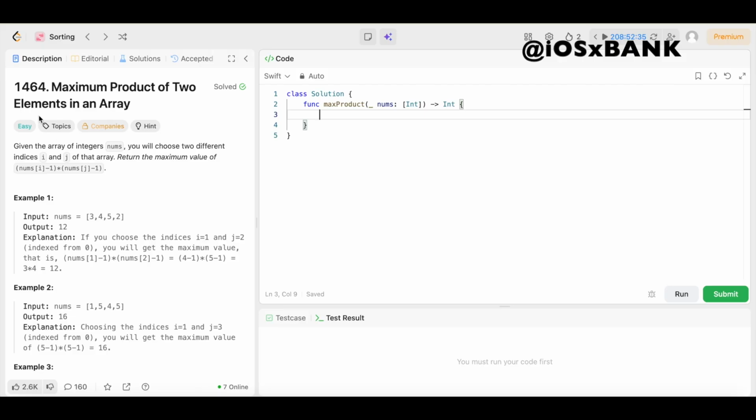And today we have question number 1464, maximum product of two elements in an array. The difficulty level is easy, but don't worry because you already know we're going to keep the solution as simple and easy to understand as possible.